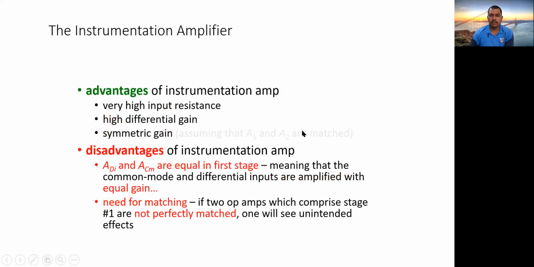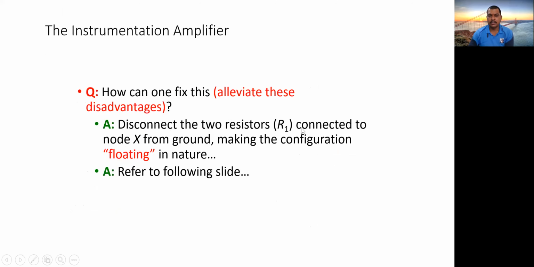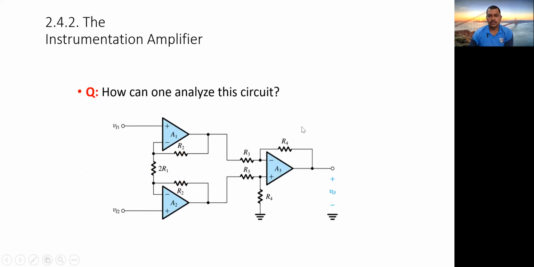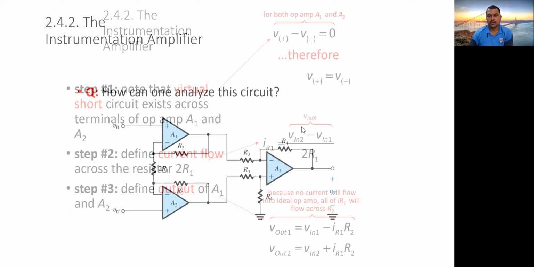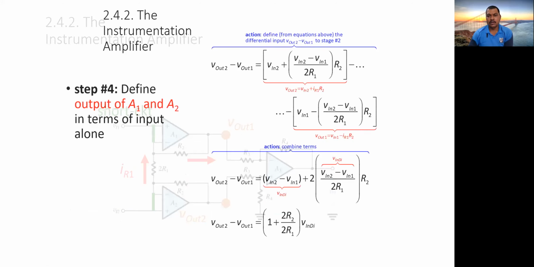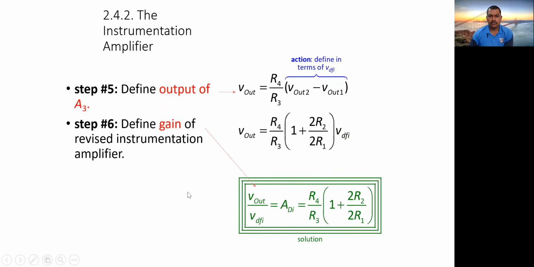Another drawback is the need for impedance matching, and this can be achieved by just replacing these two resistances by twice R. We can analyze the circuit, and this is the derivation of the output. This is how the current is supposed to flow through the circuit that I have shown. The revised instrumentation amplifier gain is ADM equal to R4 by R3 into (1 plus 2R2 by R1).